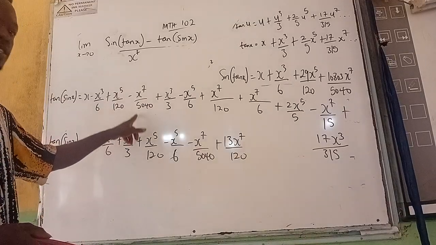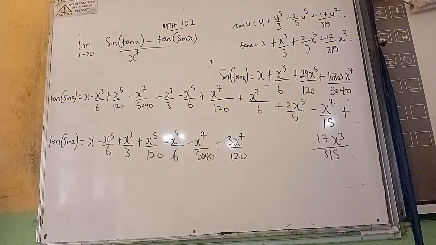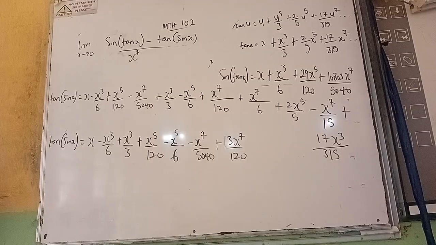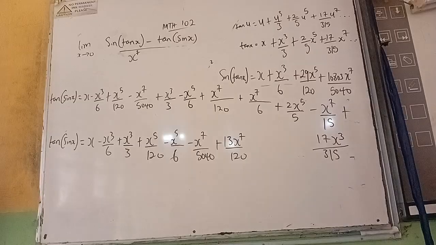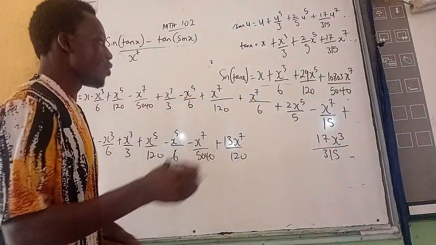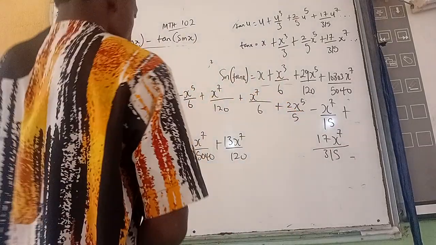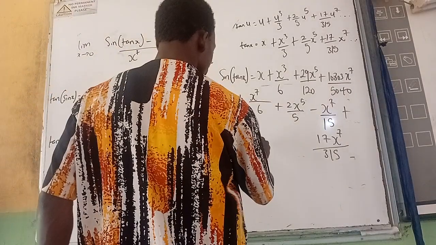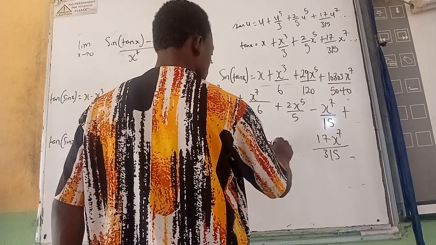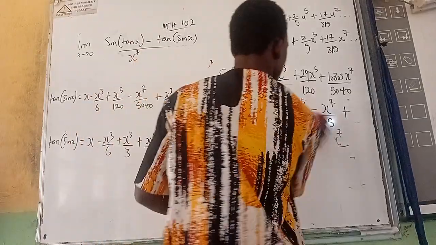With this, we still have this left too. We still have another x^7. Excuse me. Sorry, I'm having a cough. So yeah, the last one we have, sorry, this x^7. Wait, let me check. Yeah, we still have another x^7 here, plus 17x^7 over 315.